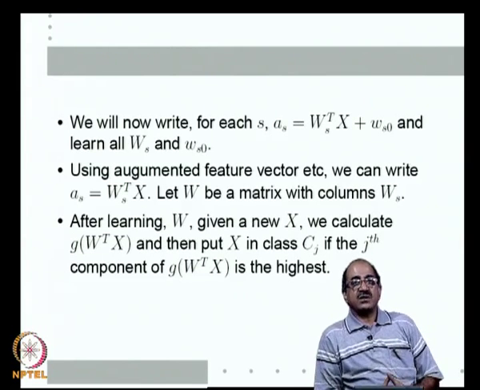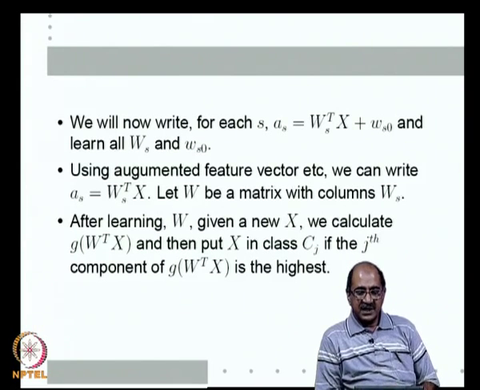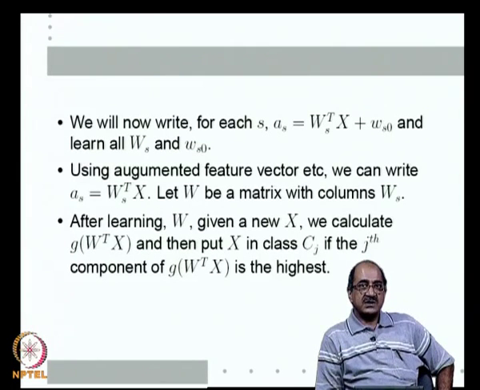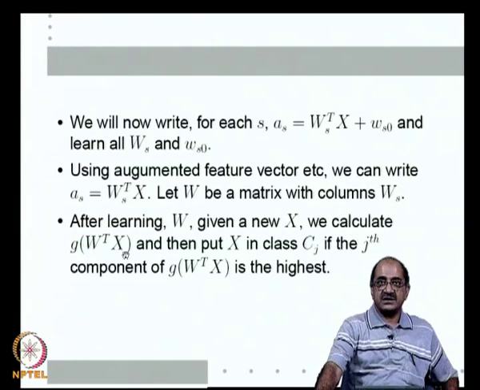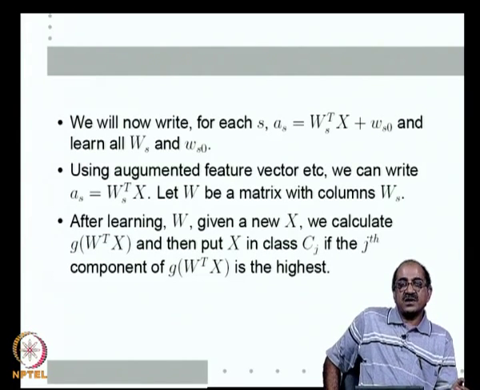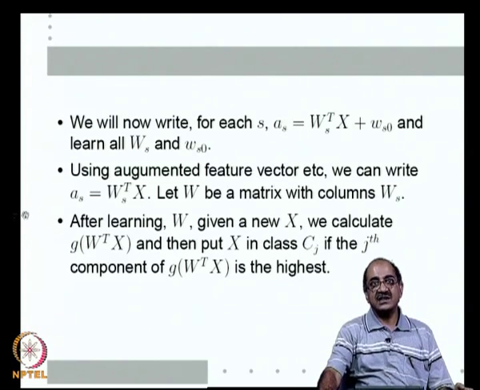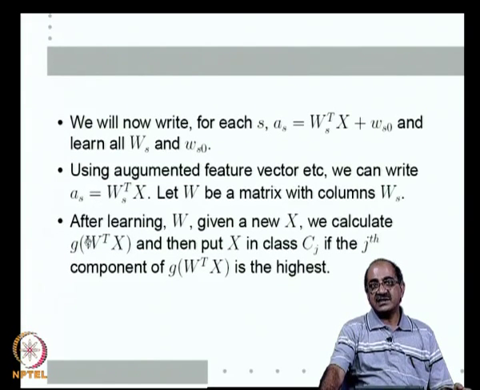Now, let us say we learn this W. In a couple of minutes we will see how to learn it, but suppose we have learned W. What is its use for us now? If you give me a new X, I calculate G of W transpose X. What is W transpose X? W is a matrix whose columns are the Ws. So, W transpose X will be a vector whose first component will be W1 transpose X, second component will be W2 transpose X, and so on. So, we are essentially getting the As's. So, W transpose X will be the A that we saw earlier, whose components are the As's.